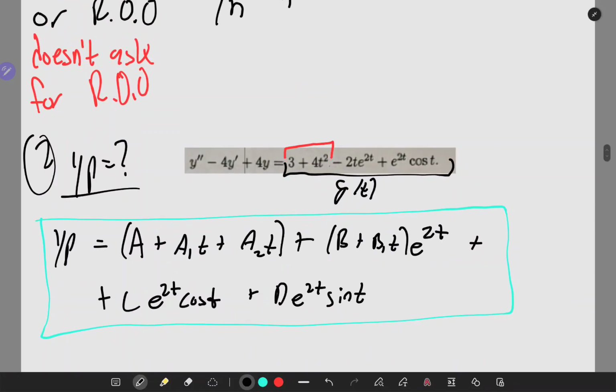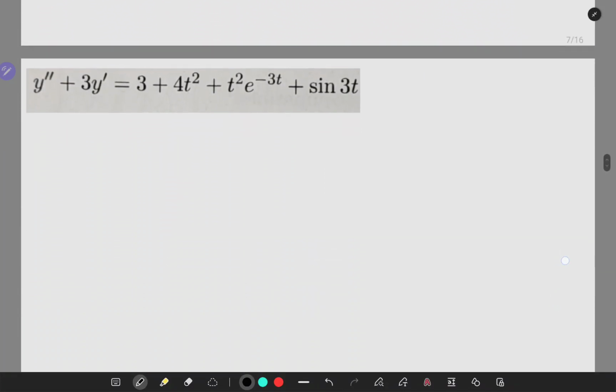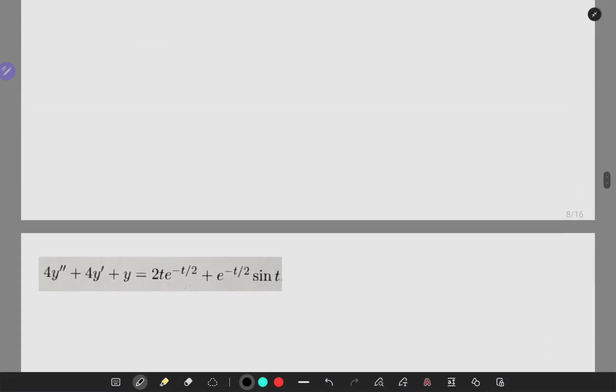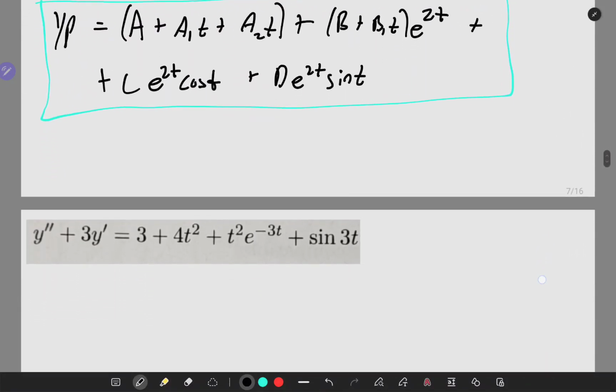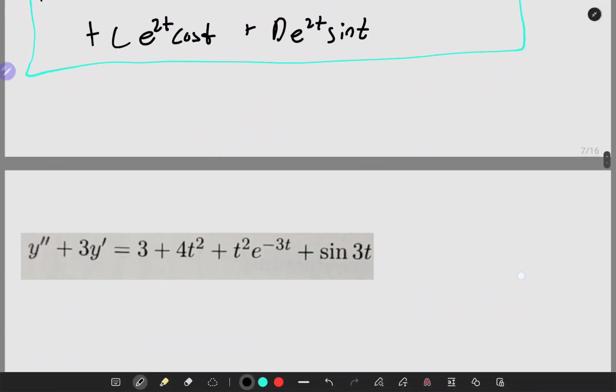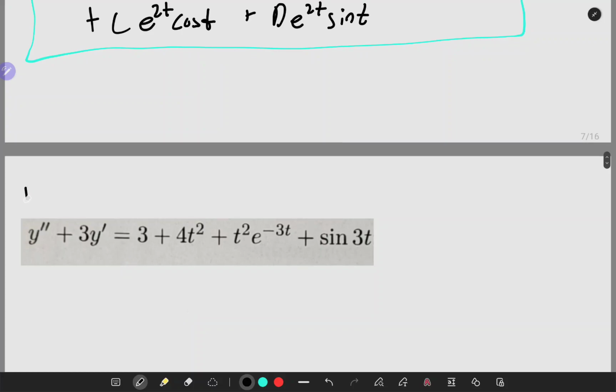Now we only have two more examples. So this would be example 5. Also, the 6 examples. Okay, example 5.